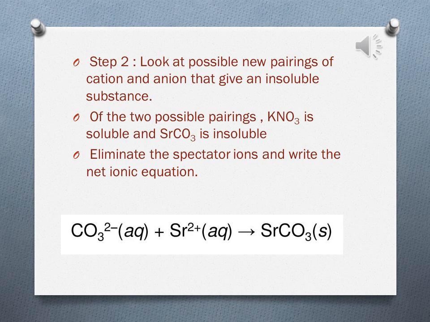So step 2, look at possible new pairings of cation and anion that give an insoluble substance. Of the two possible pairings, we have potassium nitrate, which is soluble according to the table, and strontium carbonate, which is insoluble. So now we eliminate the spectator ions and write the net ionic equation as follows. CO3 2- plus Sr2+ forming SrCO3.